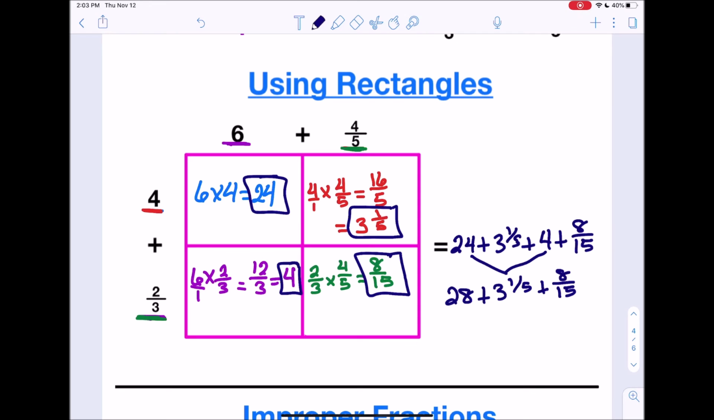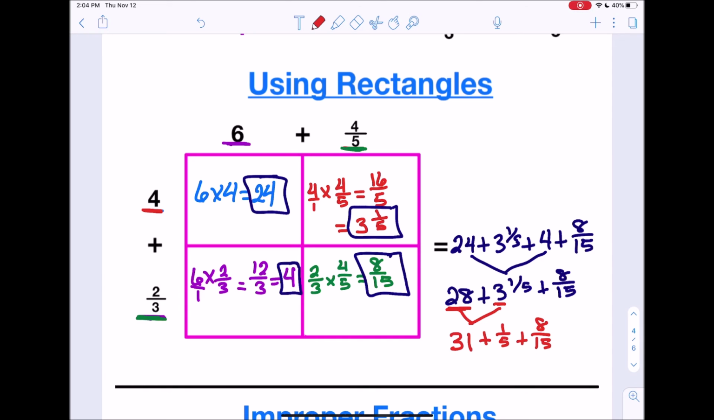8/15. We have a whole number still on this 3, so we can still add the whole numbers together. 28 plus 3 is 31, okay? And it would be plus 1/5 plus 8/15. And I did that so we can just have the fractions by themselves and I'm not trying to have to convert the mixed number into an improper fraction.